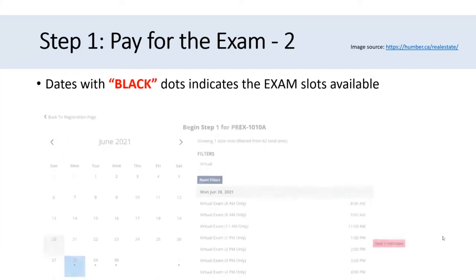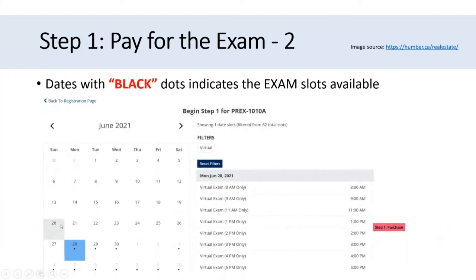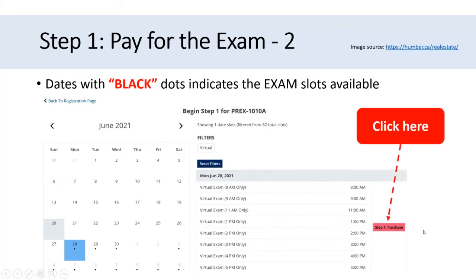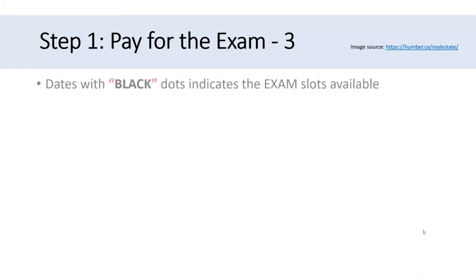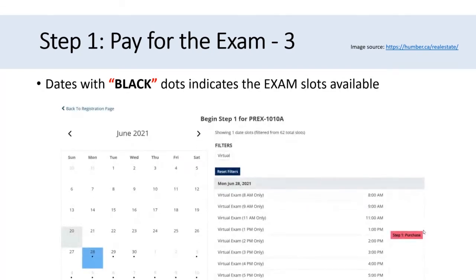window where you can see that it comes up with many possible options available for you on the right side. And keep in mind that the black dots indicate the dates available for a specific exam that you're looking for. And the key thing here is to click on the step 1 purchase as an option, and here, which is what takes you into the next image, which shows us the various options available.